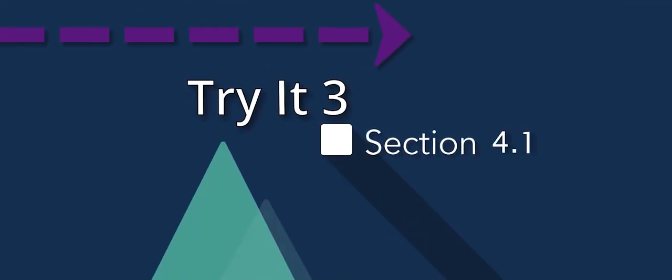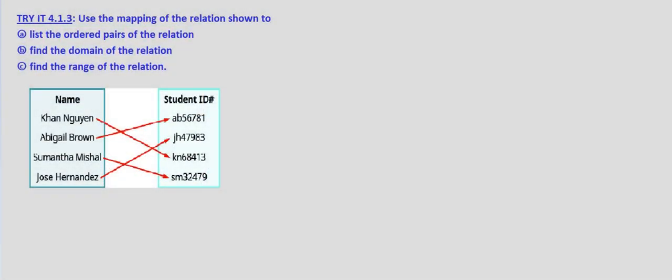In this problem, we're given the image for the mapping of a relation. We're asked to find the list of ordered pairs of the relation, the domain of the relation, and the range of the relation. This is an example of how we don't need strictly numbers to have a relation. We have inputs, we have outputs. That's what gives us the relation.